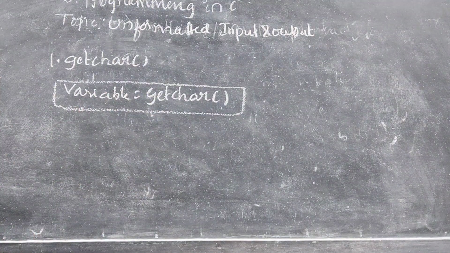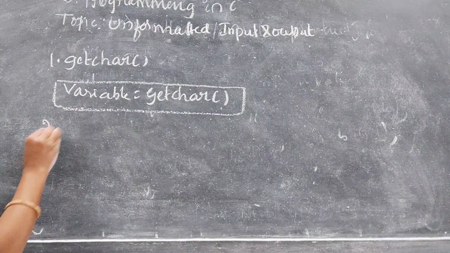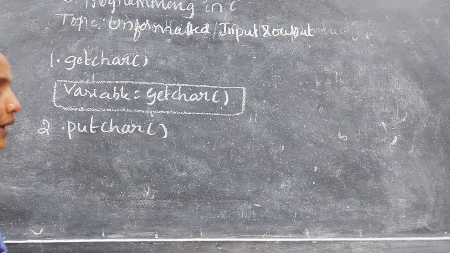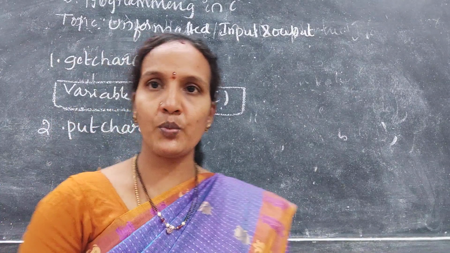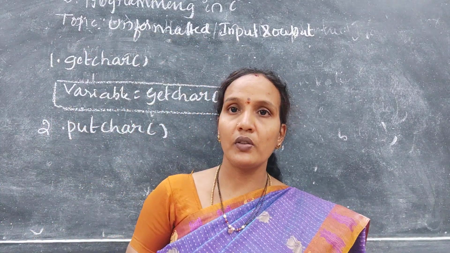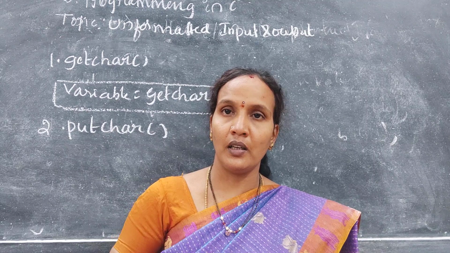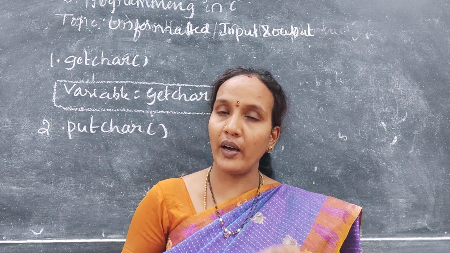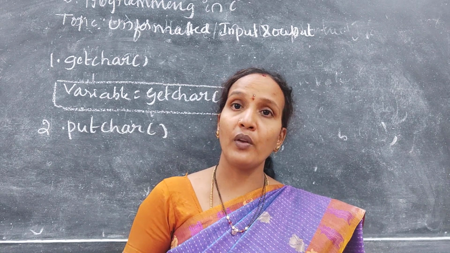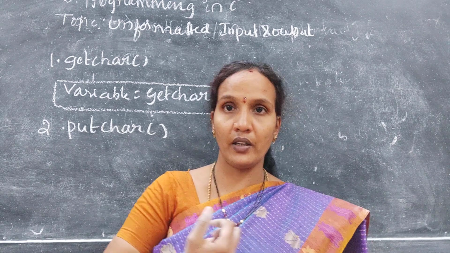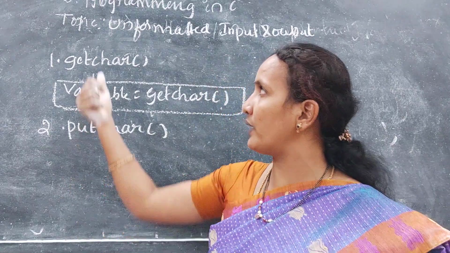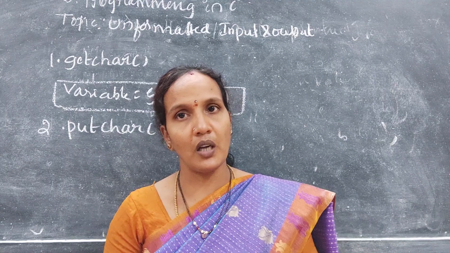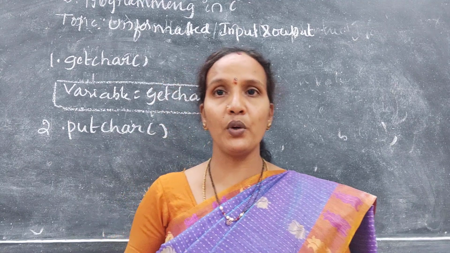The next one is putchar(). Actually what I said, get is for input, put is for output. So putchar means this function is used to print one character, only one character, on the output screen. What character will it print? Whatever character you have taken from a user by using the getchar function, that character is printed on the output screen by using putchar.